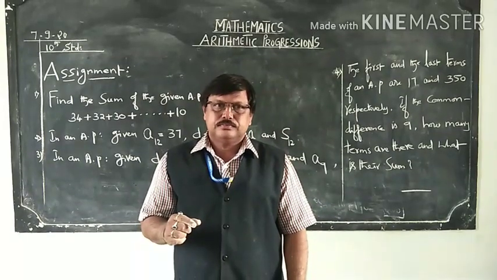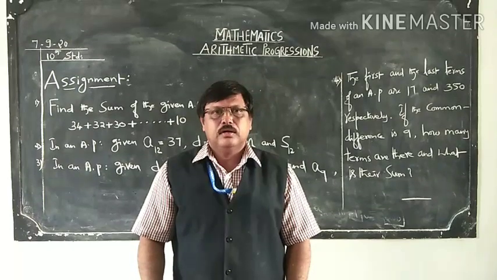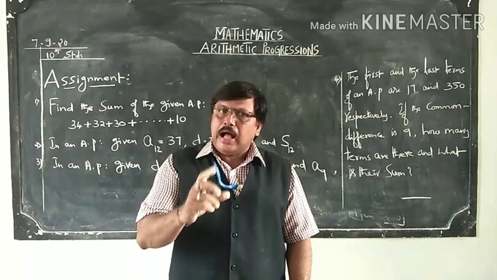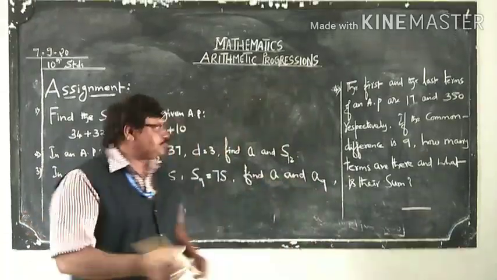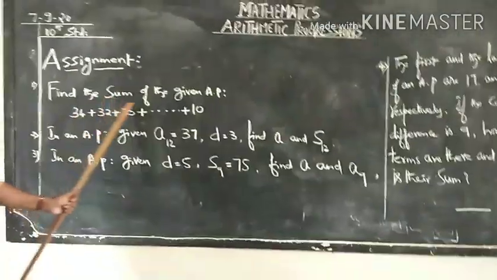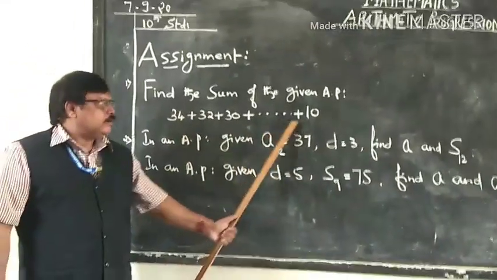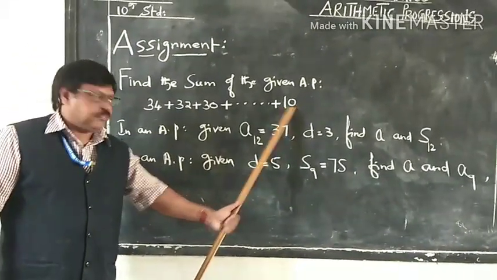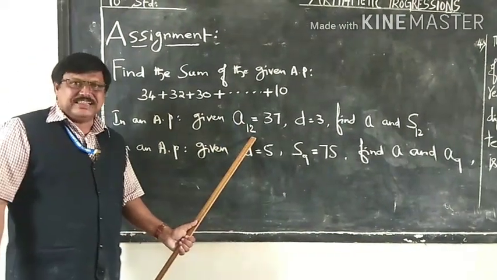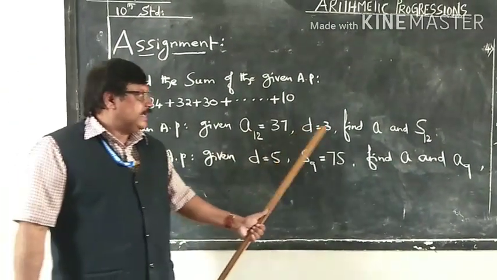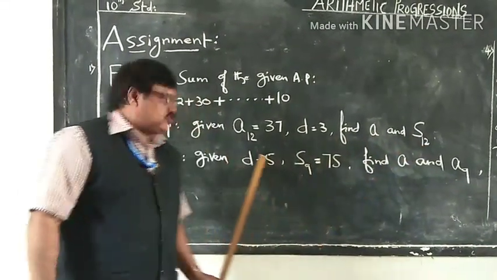Students, you have understood some problems. Now assignment time for you. I will read the assignments. Find the sum of the given AP 34, 32, 30, where the last term is 10. In an AP, given the 12th term is 37 and d is 3, find the first term and the sum of the 12 terms.